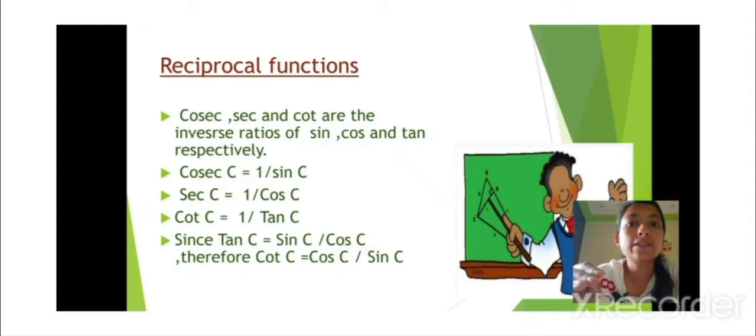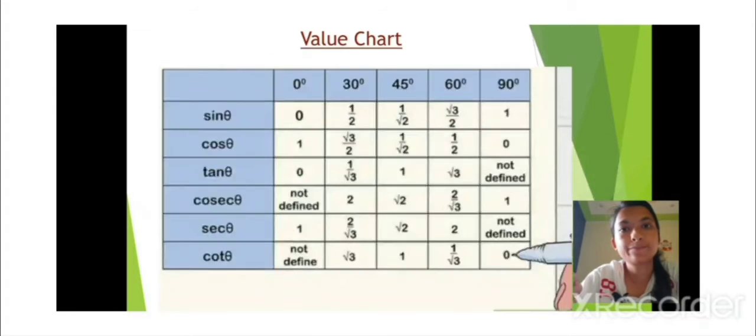Second is sec theta, which is 1 upon cos C. Third is cot C, which is 1 upon tan C. And there is another ratio, tan C. You can find tan C by sine C upon cos C, and its inverse is cot C. Of course, it will be cos C upon sine C.